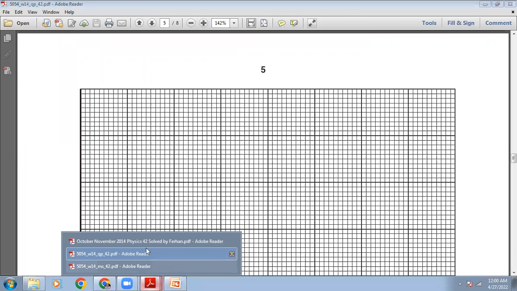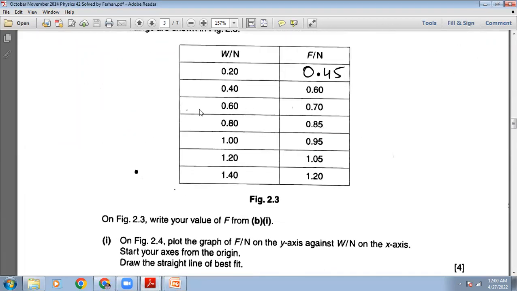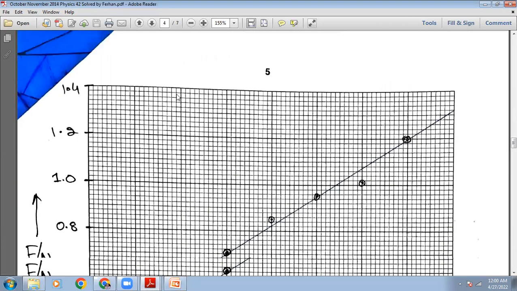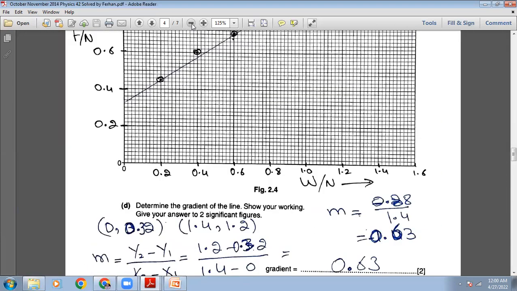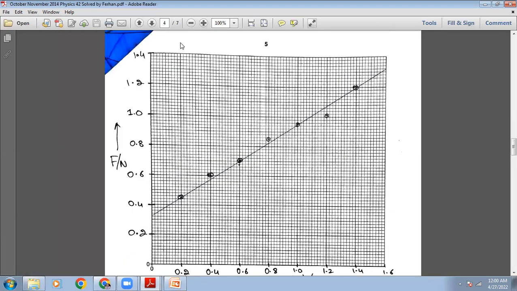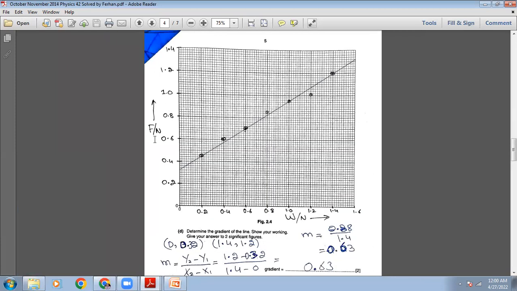Let me show you first how I have done that. So this is that table and this is what I have done. You need to label it. On the y-axis, you will have F, and on the x-axis, you will have W. Both are in Newtons. It's going from 0.2 to 1.4, so I've taken 0.2, 0.4, 0.6, 0.8, 1, 1.2, 1.4. Here I've taken 0.2, 0.4, 0.6, 0.8, 1, 1.2, 1.4, 1.6.